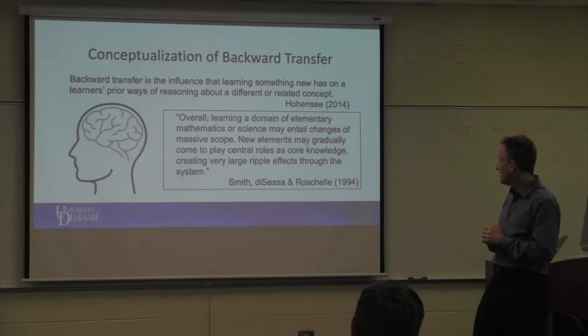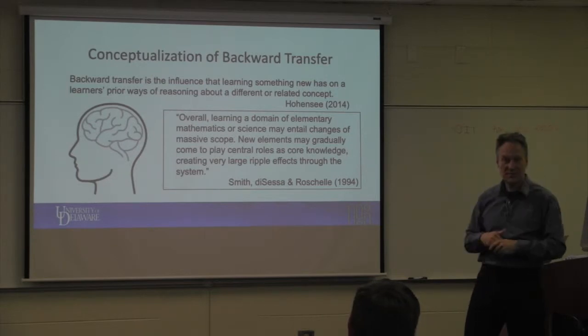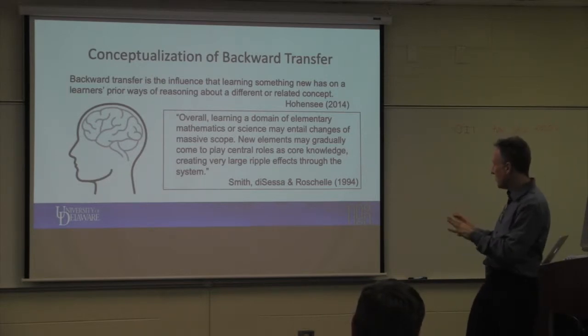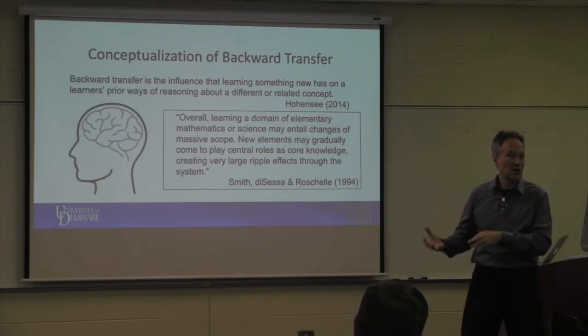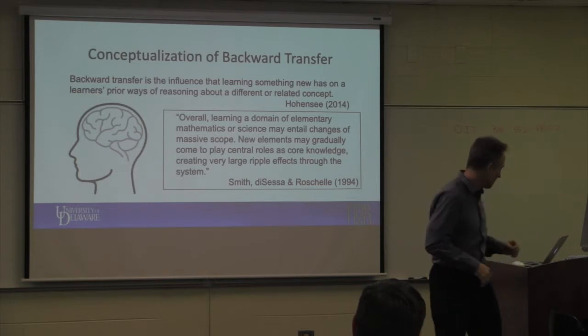New elements may gradually come to play central roles as core knowledge, creating very large ripple effects through the system. And that last part is the part I want to focus on, because I think very large ripple effects could refer to something like backward transfer.